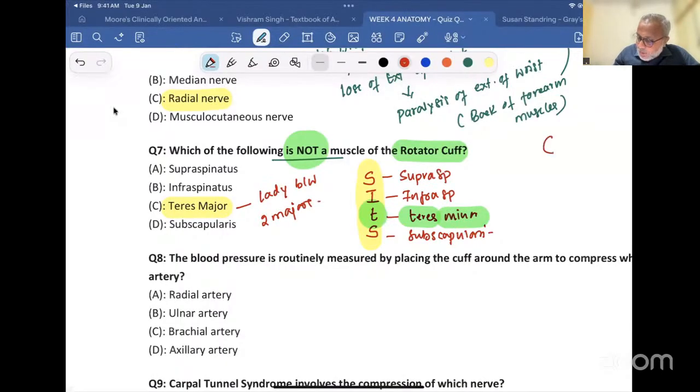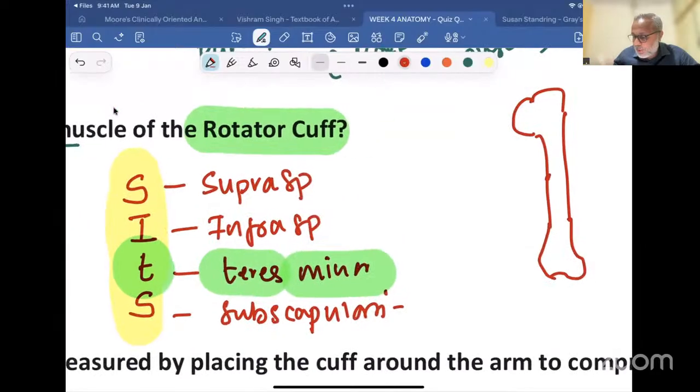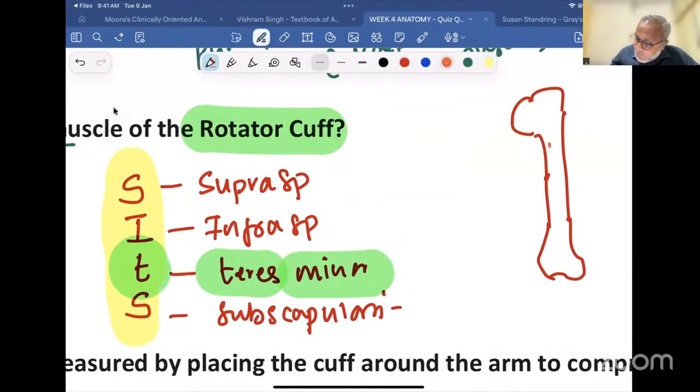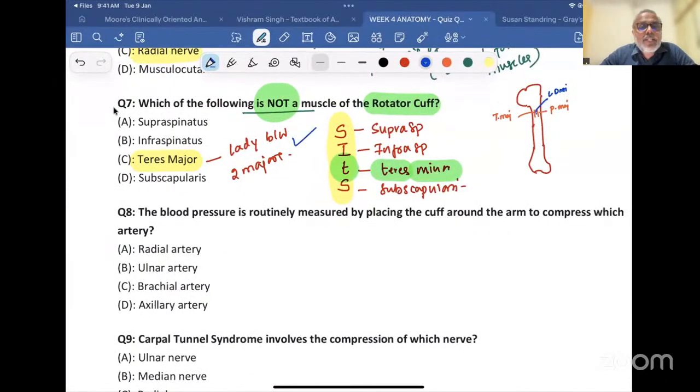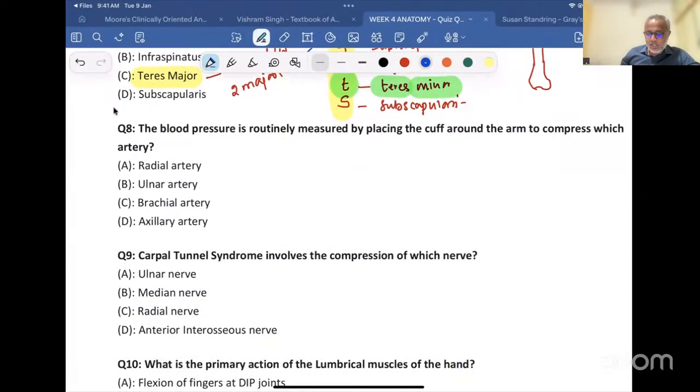If you are talking about the humerus, right? So if you are talking about the humerus, it will have, let's say, a medial lip and a lateral lip. So the medial lip is teres major, the lateral lip is pectoralis major, and in between the two, we have the latissimus dorsi, right? This is what we mean by lady between two majors. So teres major gets inserted where? It gets inserted to the medial lip of the bicipital groove or intertubercular sulcus. Done? Right.